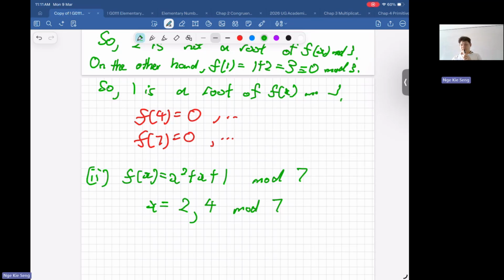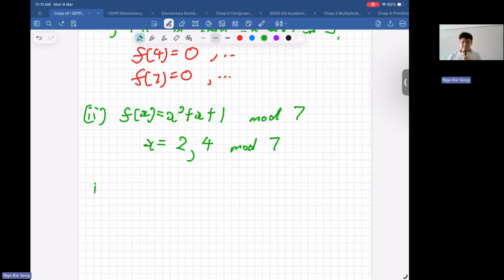This phenomenon resembles what you see in real numbers. In the real number case, the number of roots should equal the highest power of your polynomial. For example, in this case the highest power is 2, so we say this polynomial is degree 2. If you have a degree n polynomial, then you will have n roots. In complex numbers, and in number theory here, it's also similar.